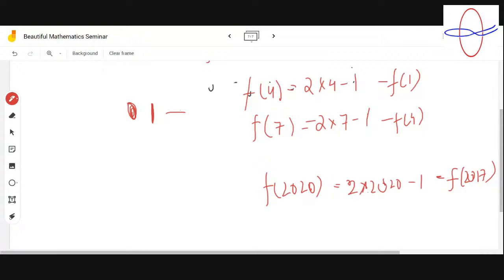Oh, 2018? Oh, I'm so sorry. Similarly, you do it for 2018. For 2018, we will start from f of 2 because 2018 is congruent to 2 modulo 3. Then we will start from f of 2. Did all of you understand this? Any doubts?